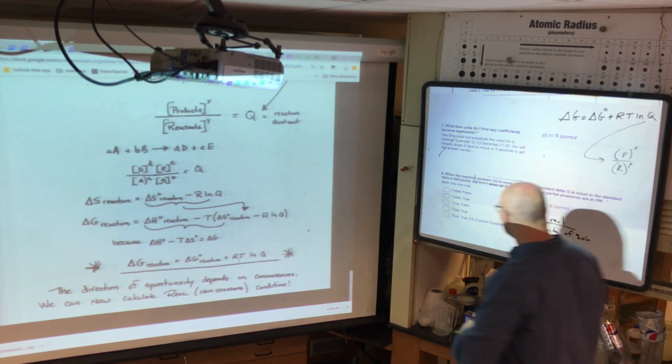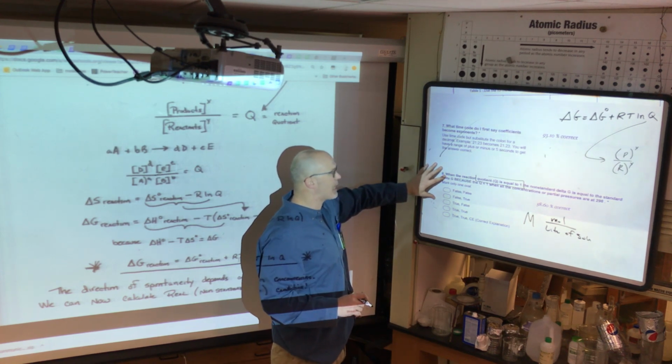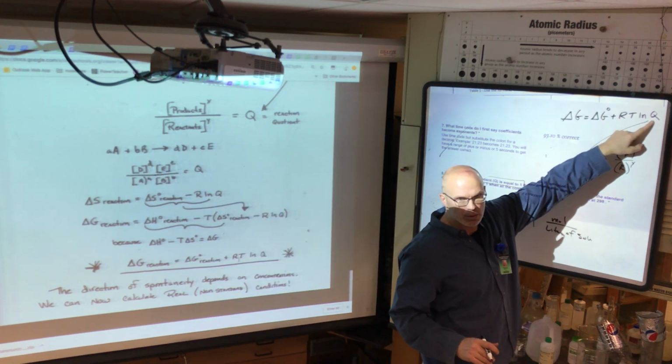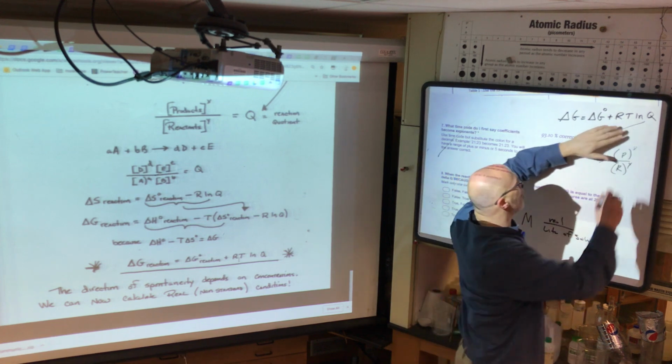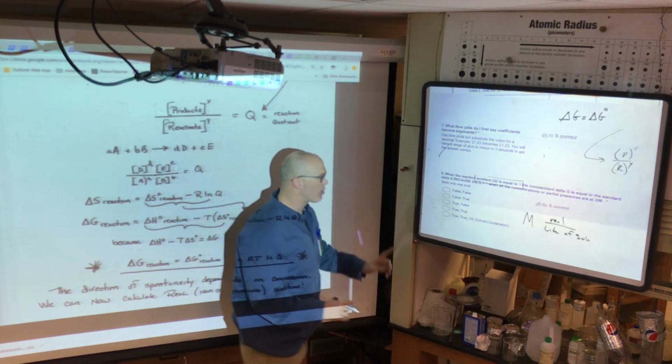Okay. So when the reaction quotient is equal to 1, the non-standard delta G is equal to the standard delta G. That's true. Think with me. It's a natural log of 1. 0. Which makes this whole expression go to this. So that part is true.